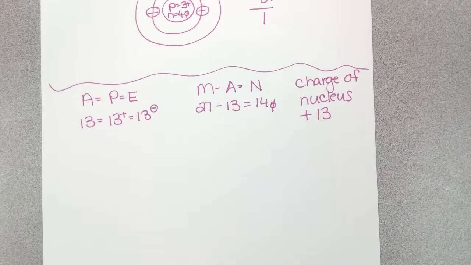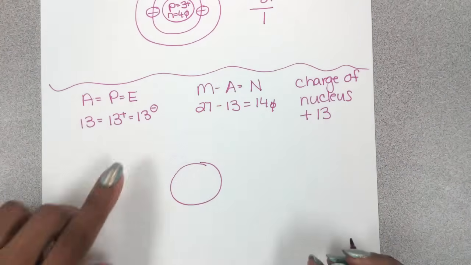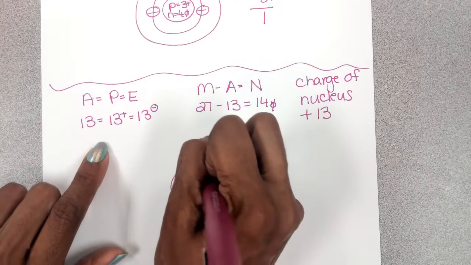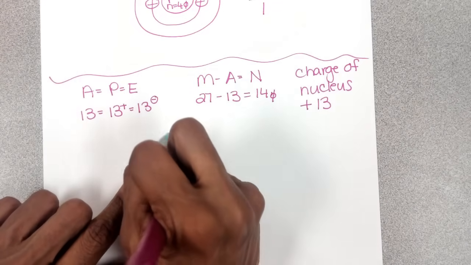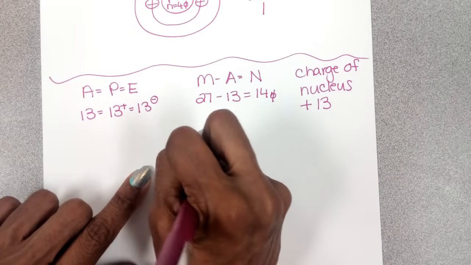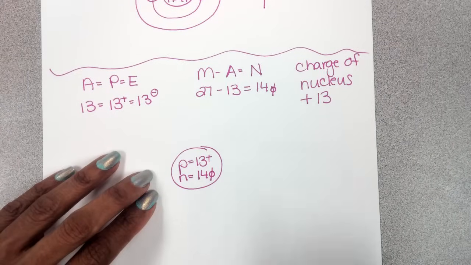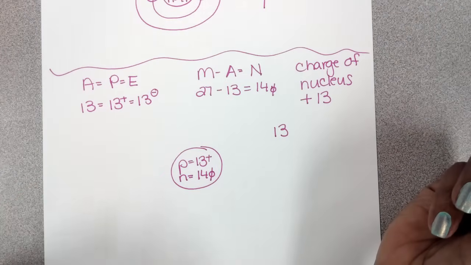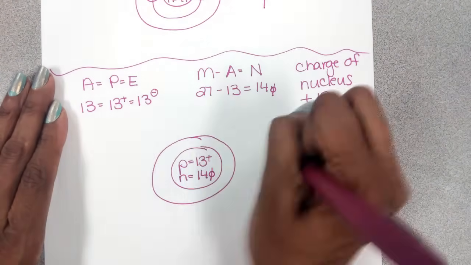Now we're going to show you the short version of how to draw this out. So I'm going to draw my nucleus. I have 13 protons, so we can do P equals 13 and put that plus sign. My neutrons is 14, and I'm going to do a circle with a line through it because it has no charge. Now I have 13 electrons. We got to do the 2-8-8 rule. So in my first energy level, I can put 2.